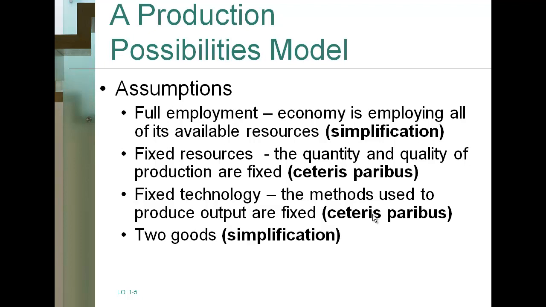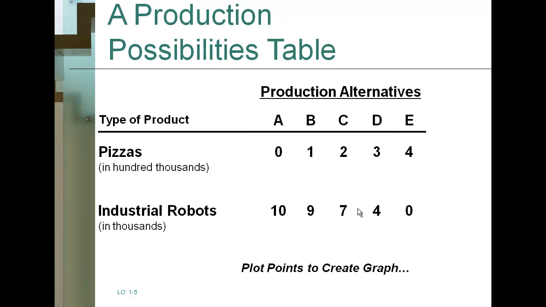Fixed technology means that the methods used to produce output are fixed. The technology we have currently available is fixed. And we have two goods that we're going to use to better understand the PPC. So let's take a look at a basic PPC utilizing pizzas, which is our kind of agricultural non-capital good. And then we have industrial robots, which is our capital good.